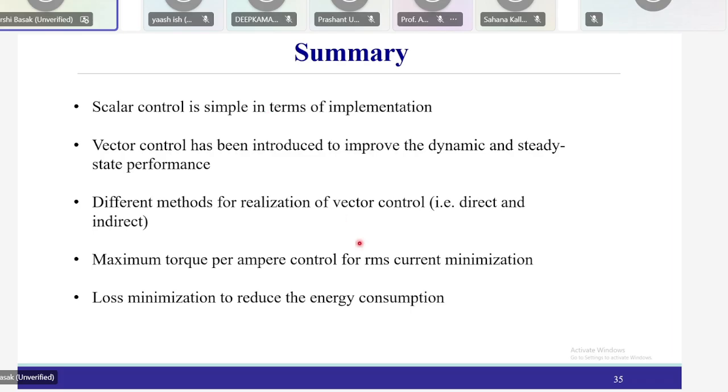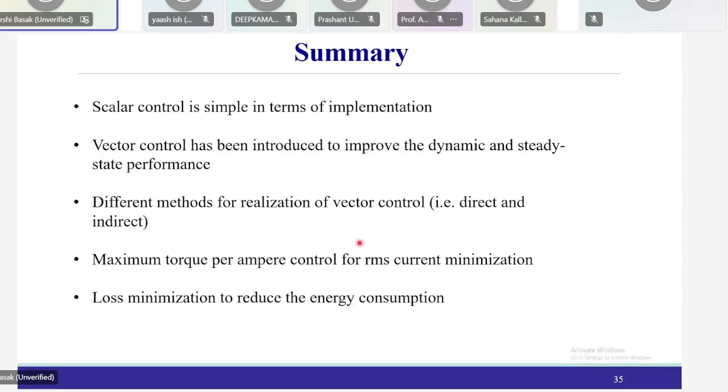Then, to utilize the machine in a better manner with respect to voltage and current, we go for maximum torque per ampere control, which is for RMS current minimization. Based on the voltage constraint, you have the maximum torque per voltage control. Here you go for maximum torque per ampere control below the base speed. The starting performance is governed by the maximum torque per ampere control.